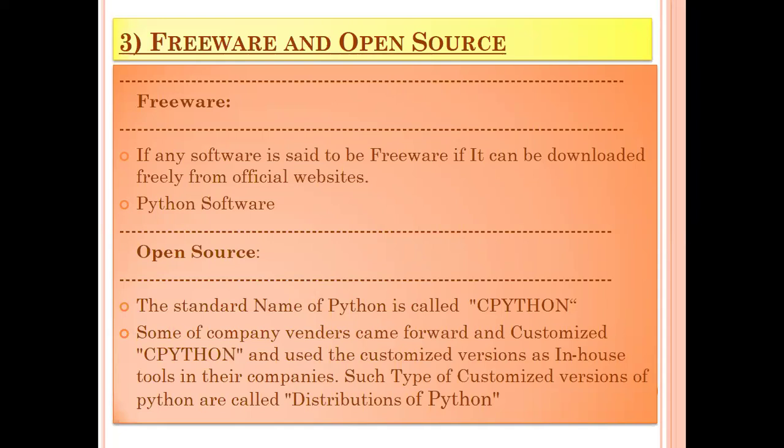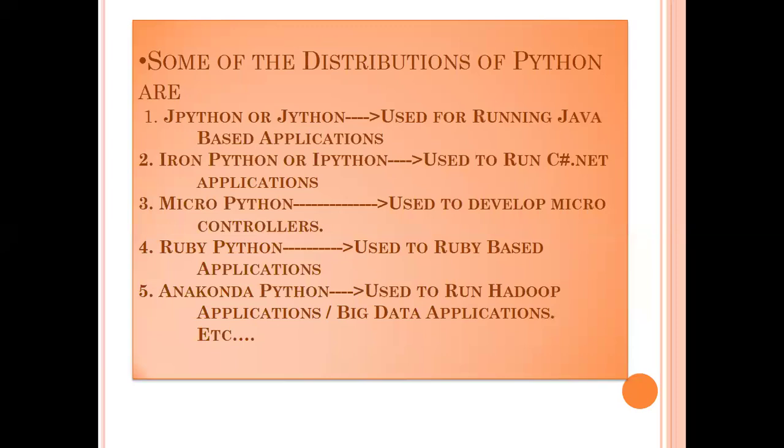So what happens is some of the company vendors came forward and customized CPython and used the customized versions and in-house tools in the company. Some of the distributions of Python are JPython and Jython, which is used for running Java-based applications. IronPython or IPython is used to run C#.NET applications. MicroPython is used to develop microcontrollers. RubyPython is used to develop Ruby-based applications. Anaconda Python is used to run Hadoop applications and big data applications.